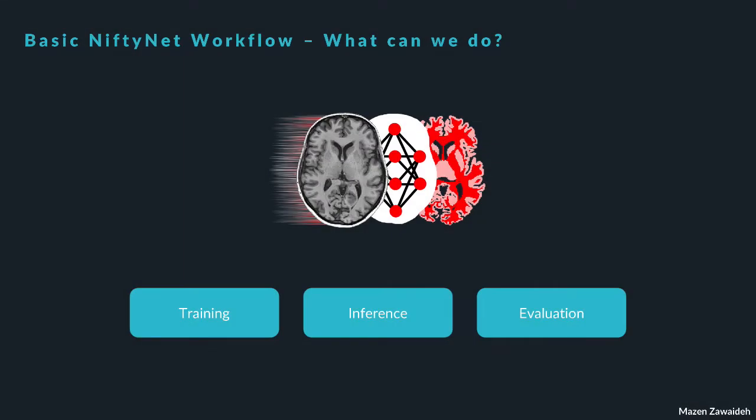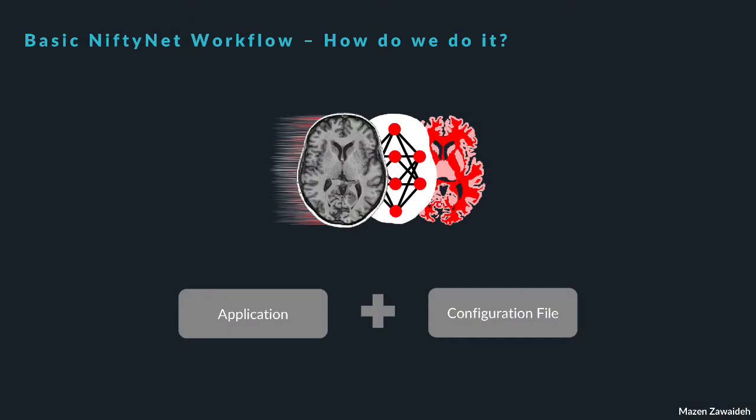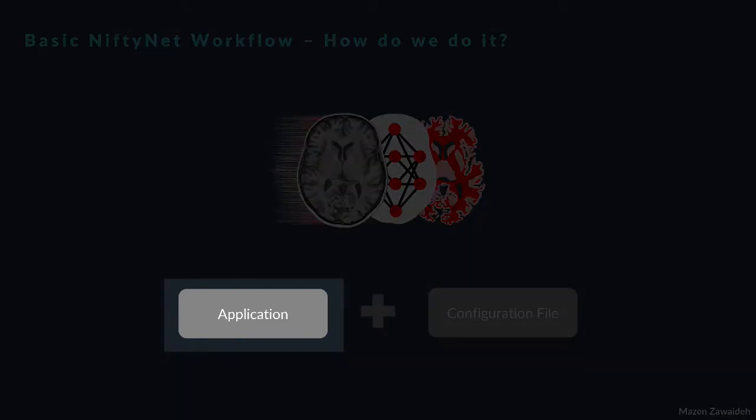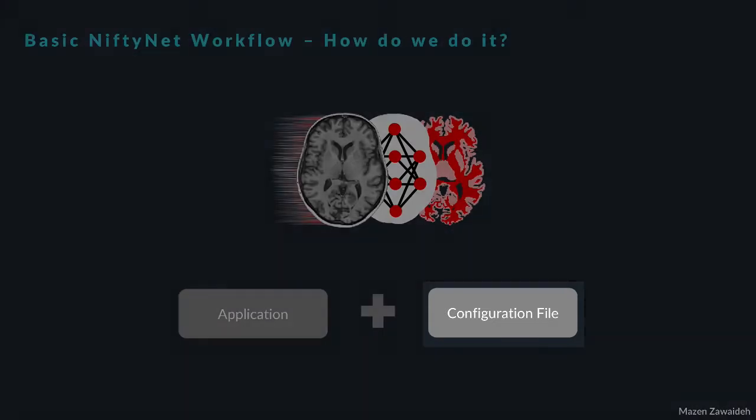Now, what kind of things can we do with NiftyNet? NiftyNet allows us to execute each stage of the deep learning workflow, that is, training, inference, and evaluation of our model performance. With NiftyNet, the details of this entire workflow can be specified by two objects: an application and a configuration file. Loosely speaking, an application contains the code for what we're trying to do, for example, classify an image, and the individual steps to get there, while a configuration file specifies how we're going to do it, with specific instructions at each step.